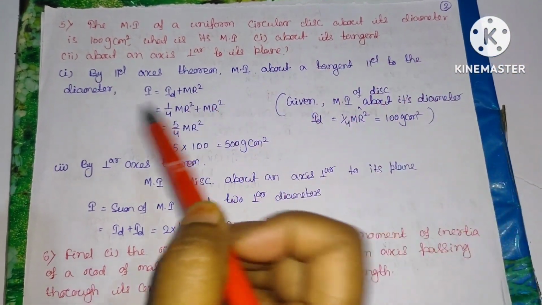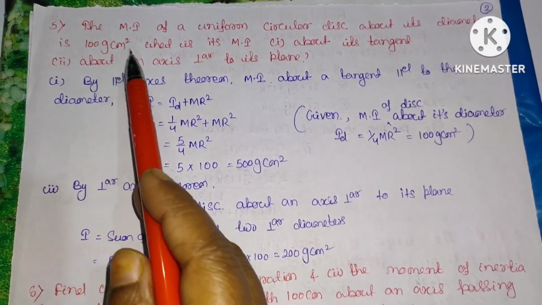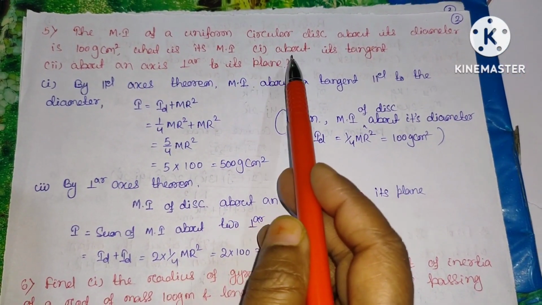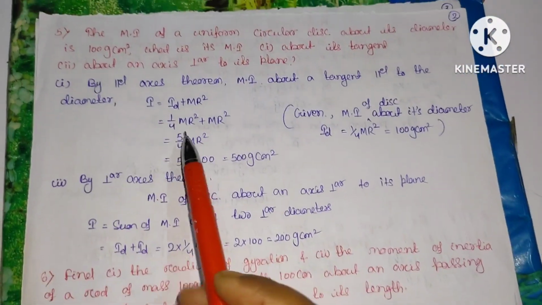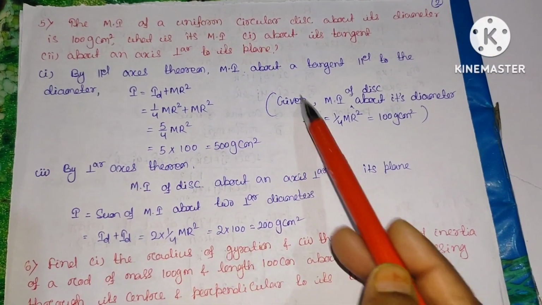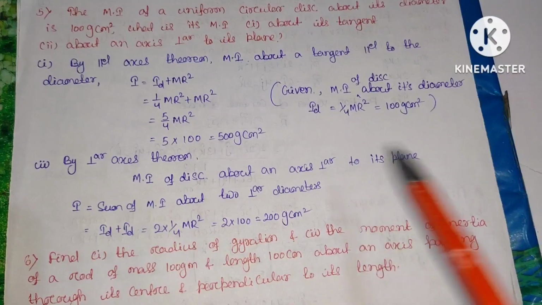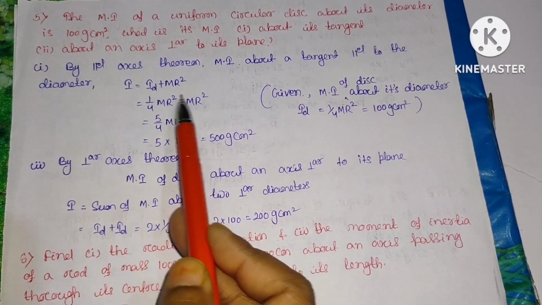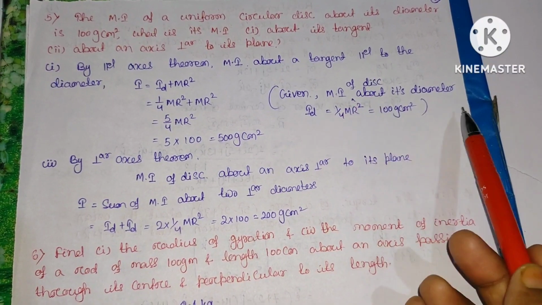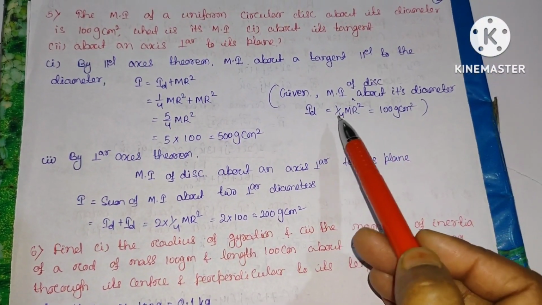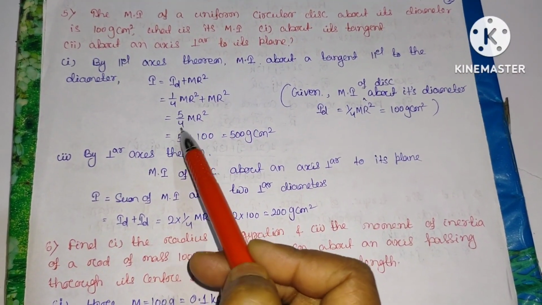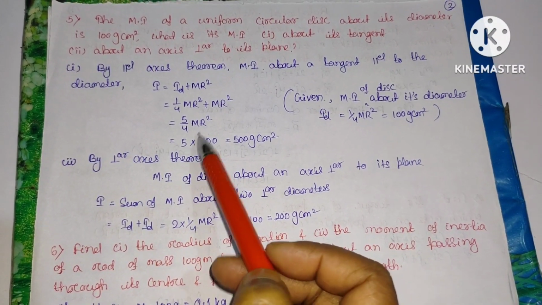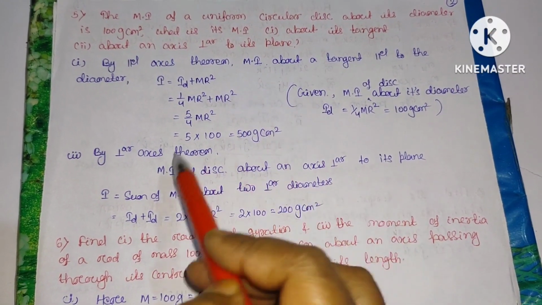The next question is, the moment of inertia of a uniform circular disc about its diameter is 100 gram centimeter square. What is its moment of inertia about its tangent and about an axis perpendicular to its plane? By applying the parallel axis theorem, the moment of inertia about the tangent parallel to the diameter is I equals I_d plus m r square. I_d means the moment of inertia of the disc about its diameter, which for the disc is 1/4 of m r square. So 1/4 of m r square plus m r square becomes 5/4 of m r square. By putting in the value, we get this much.